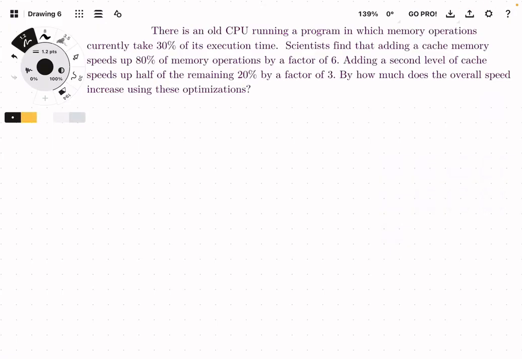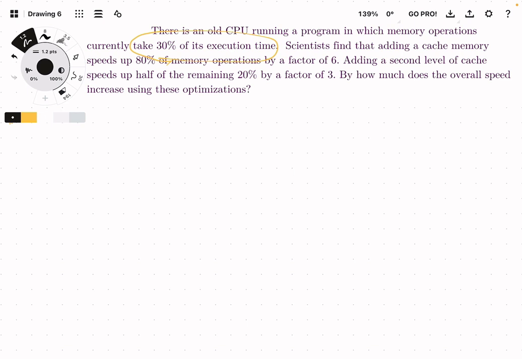Okay, so here's a slightly more complicated example of applying the logic behind Amdahl's law. There is an old CPU in which memory operations currently take up 30% of its execution time. Scientists find that adding a cache memory speeds up 80% of its operations by a factor of 6. Adding a second level of cache speeds up half of the remaining 20% by a factor of 3. By how much does the overall speed increase using these optimizations?